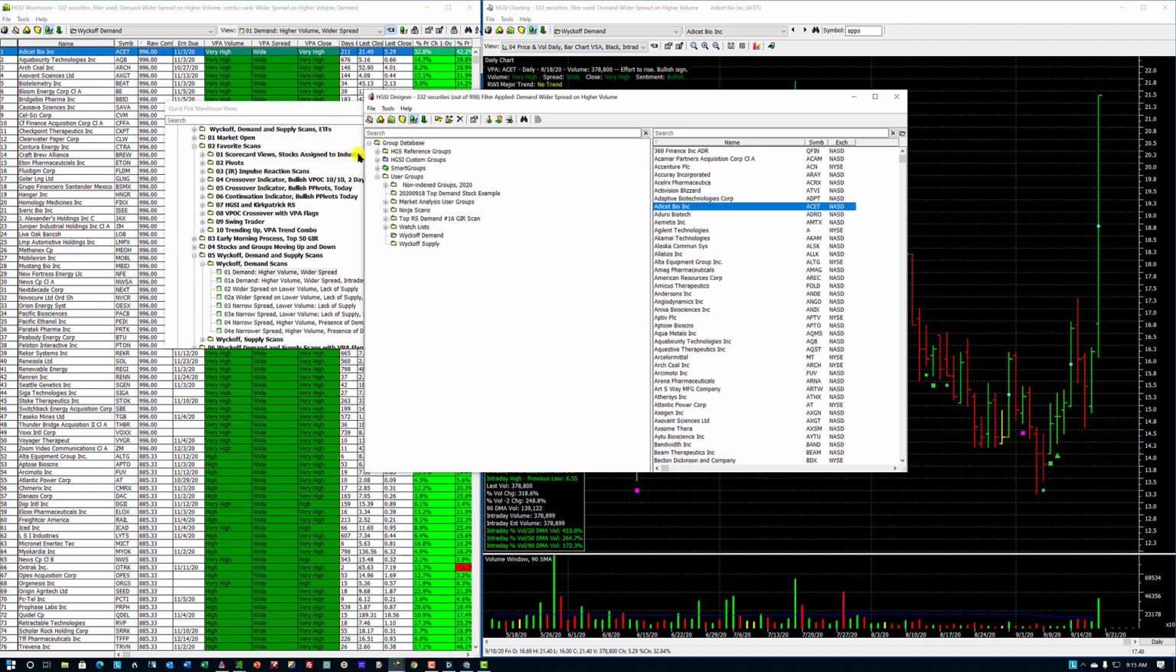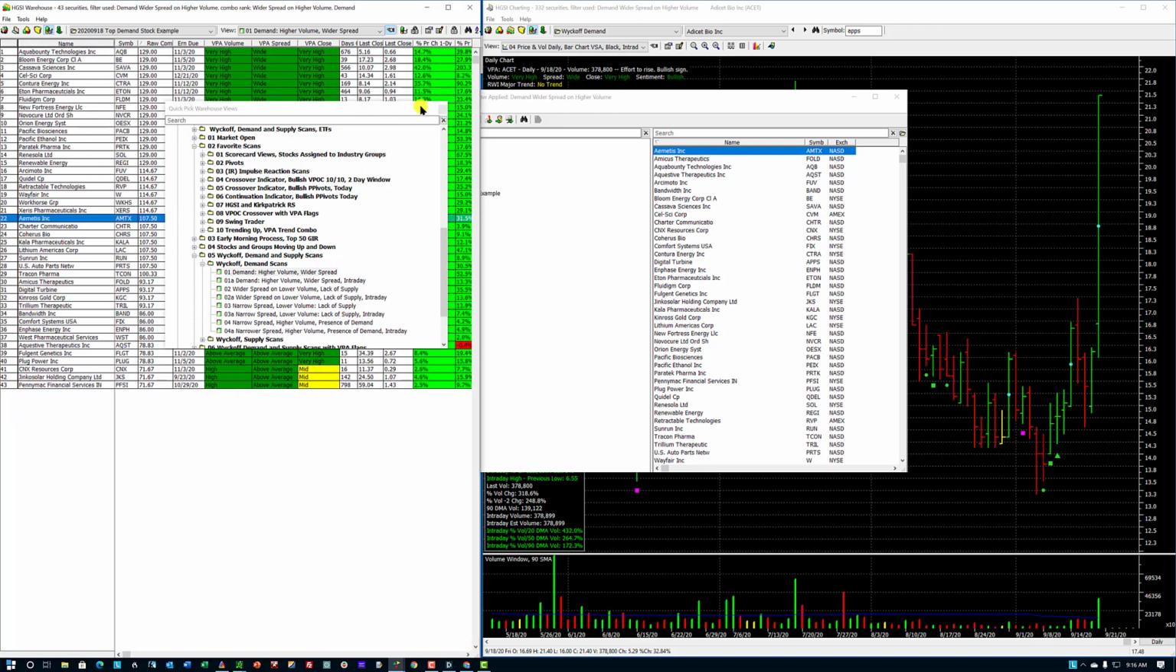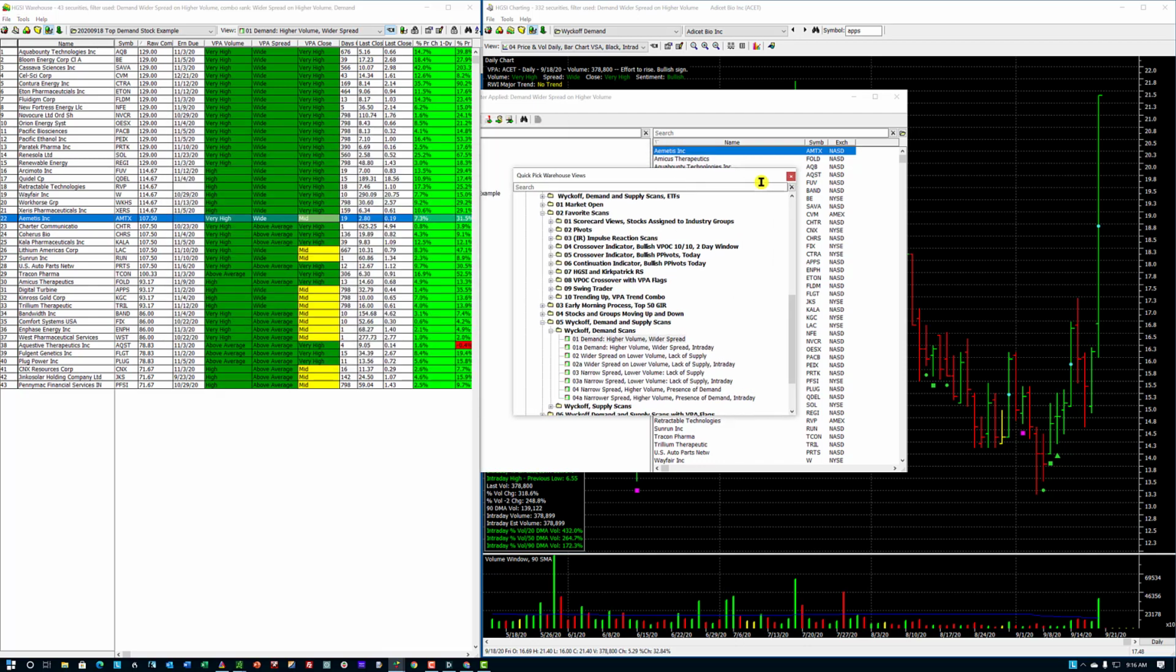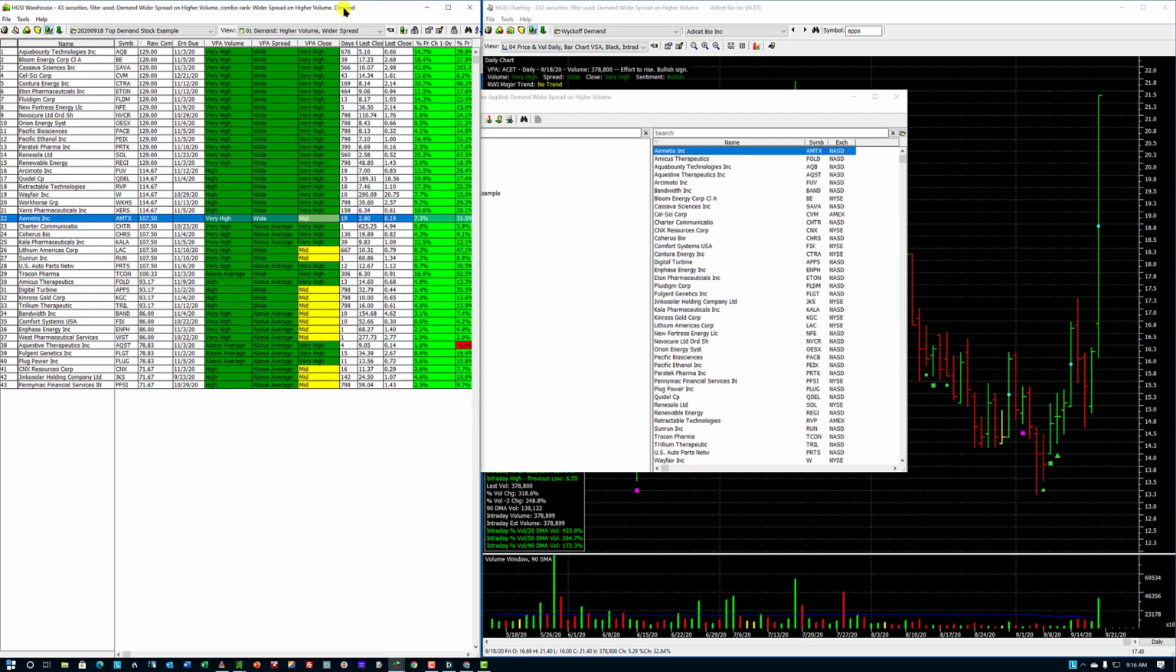Now I'm going to flip back over to the designer, and here is the example. And I'm going to just flip through to the warehouse, and the warehouse is the scan that I'm using to run this. And you can see how these stocks line up based upon the end of day combo.